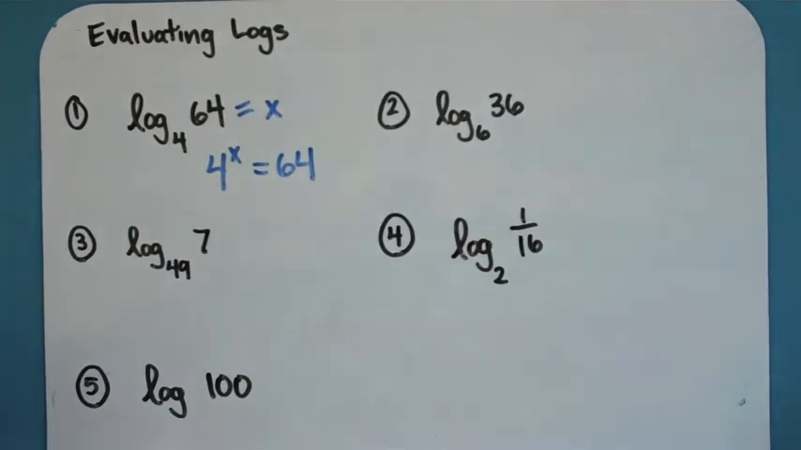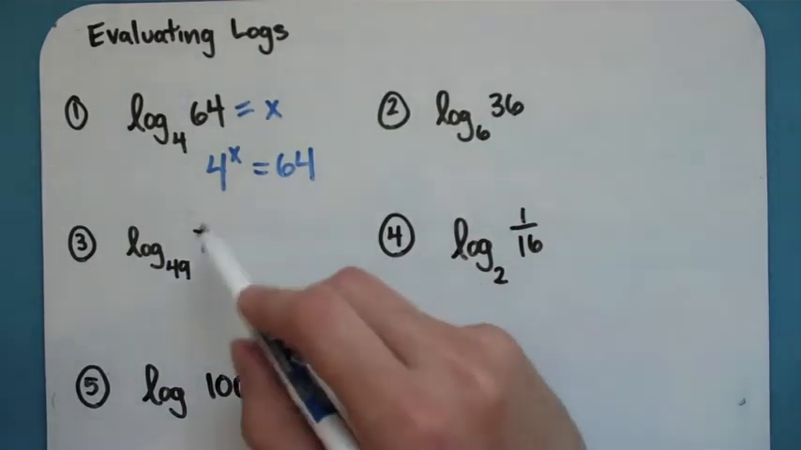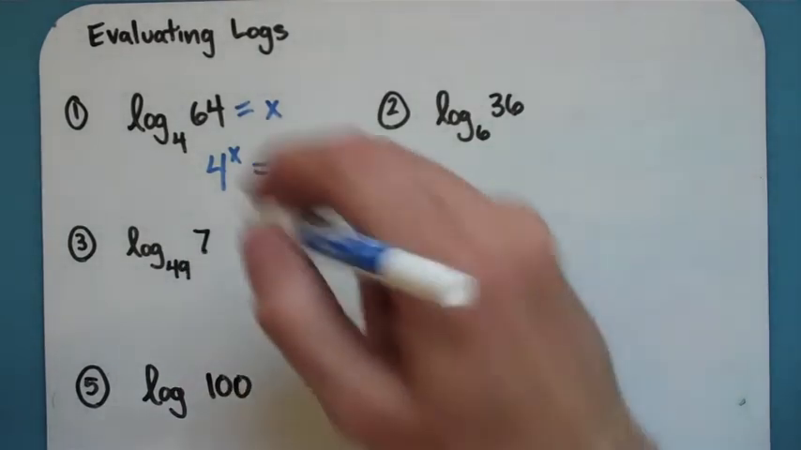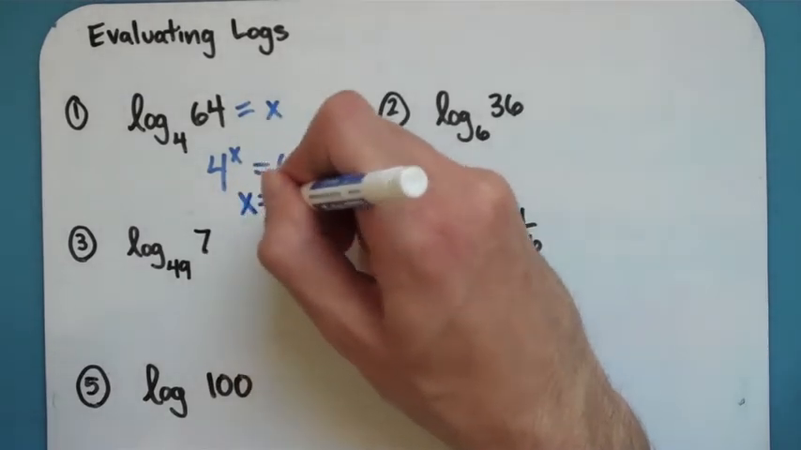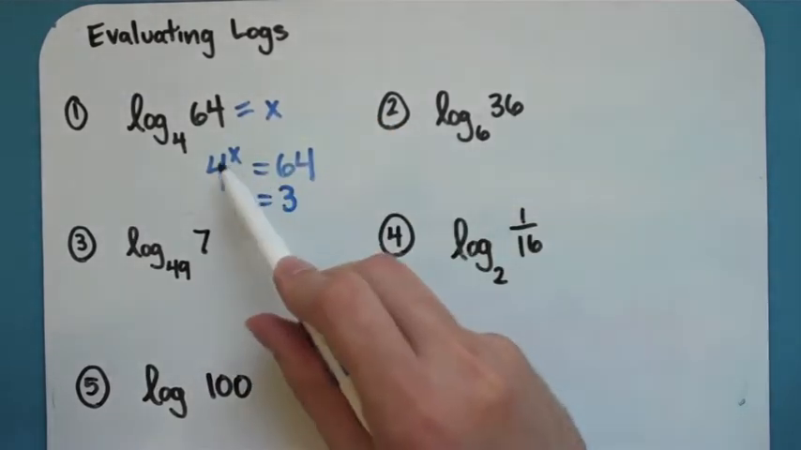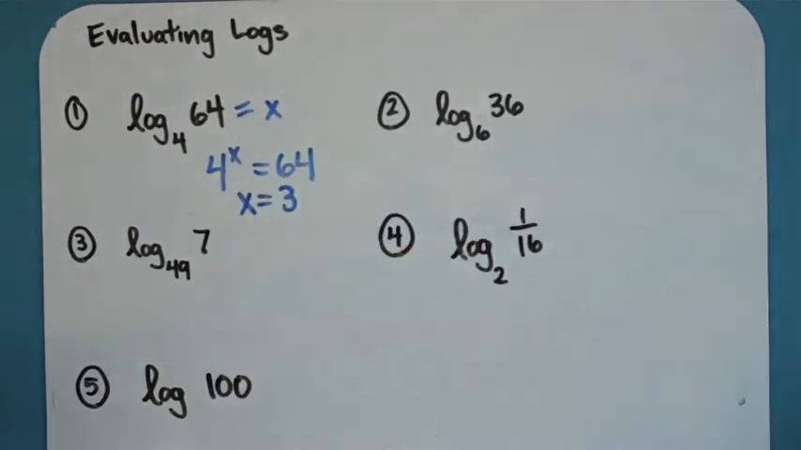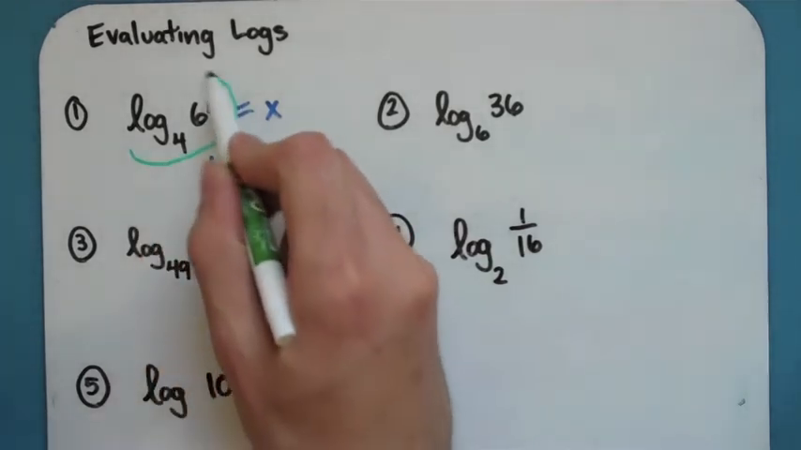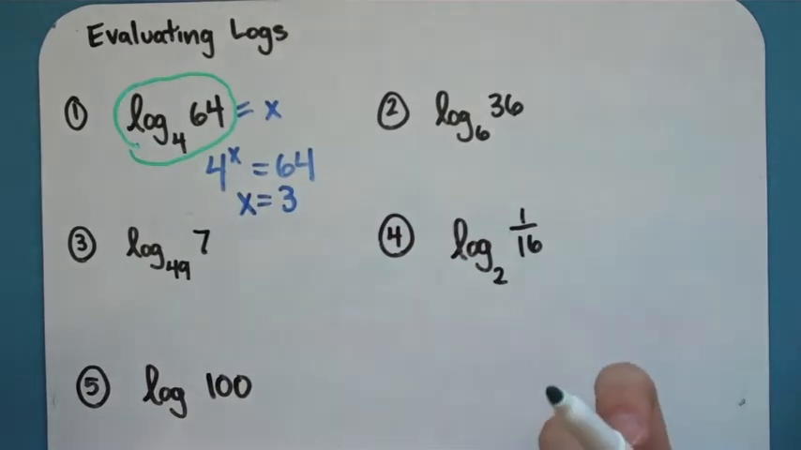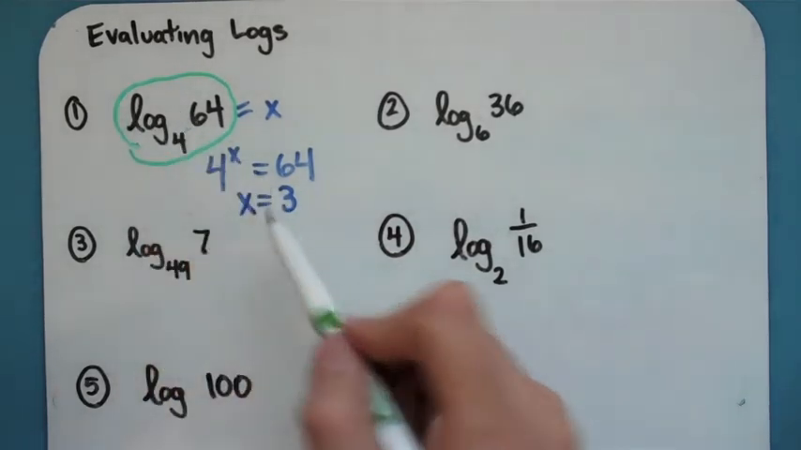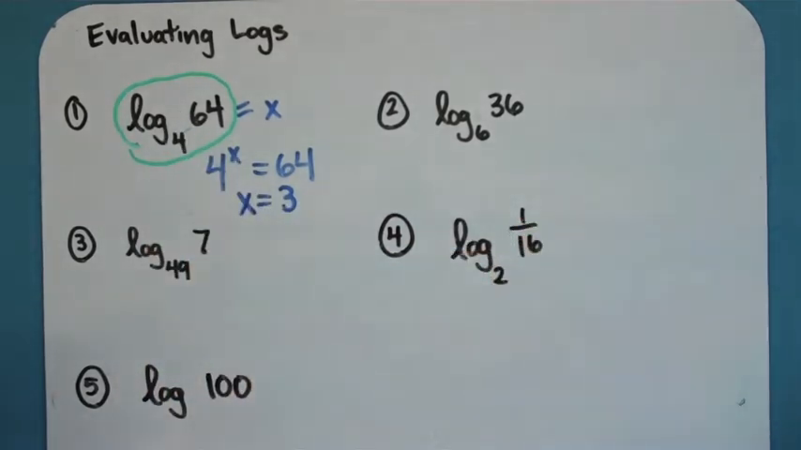And now it's just a matter of guessing and checking. If you just try 4 to the first power, 4 to the second power, etc., you arrive upon the answer x equals 3, because 4 to the third power equals 64. So this original log right here that I circled in green is just equal to 3. This green thing and 3 are identical because it's the exponent you actually get when you solve this.